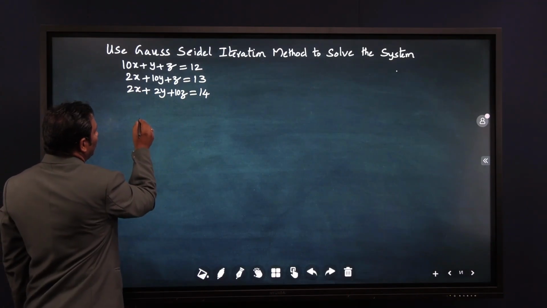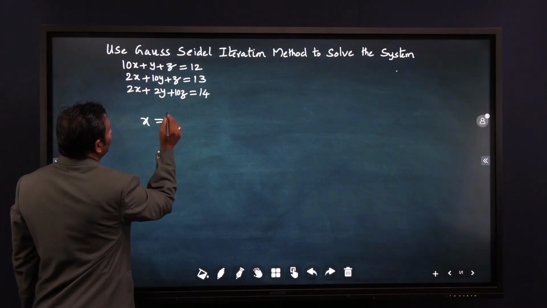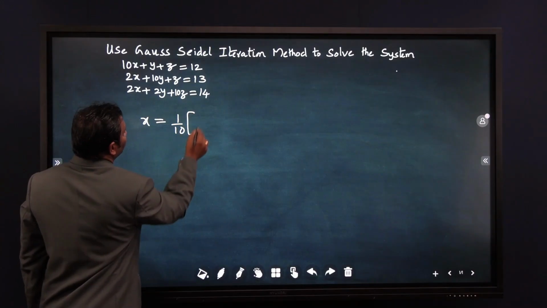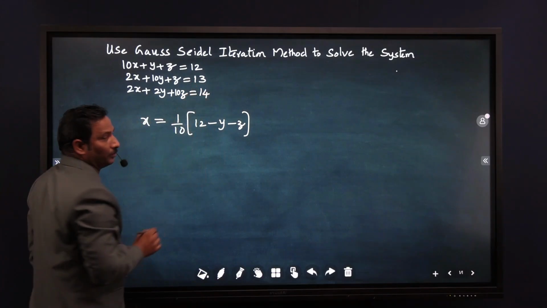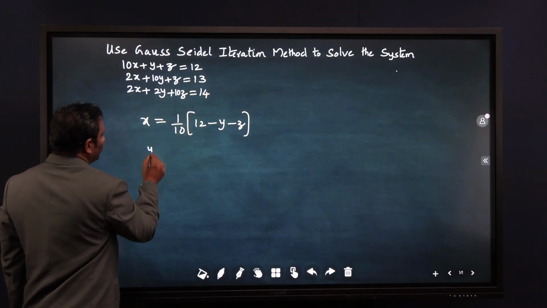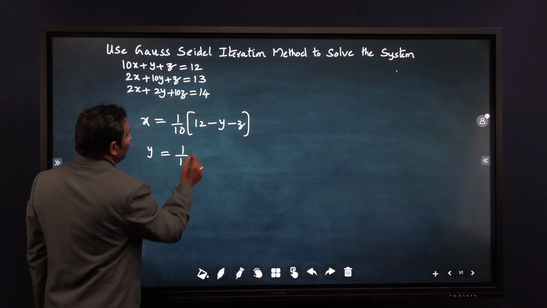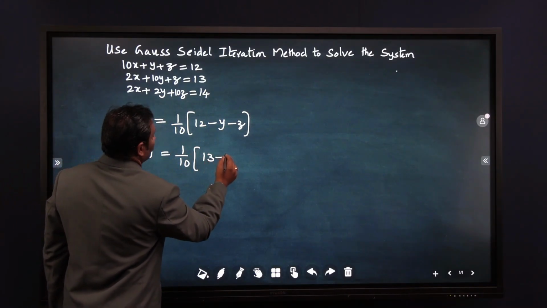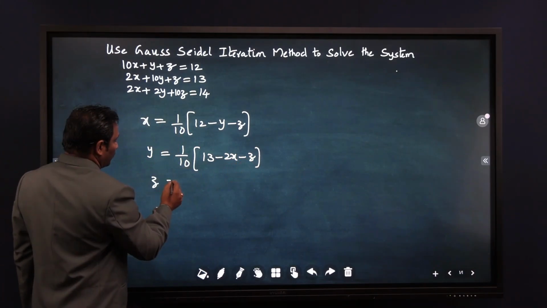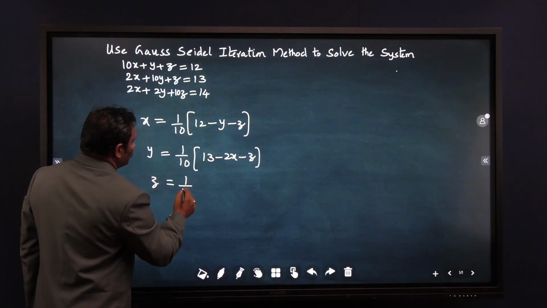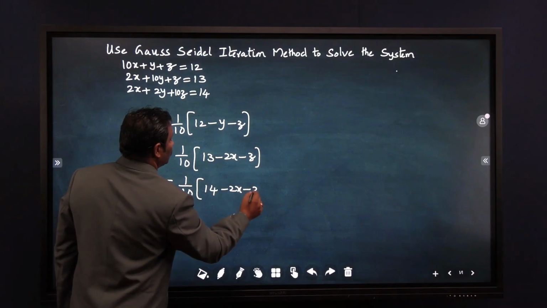Now we write down the variables using the dominant coefficients. x can be written as 1 by 10 times (12 minus y minus z) from the first equation. In the second equation, y is dominant, so y equals 1 by 10 times (13 minus 2x minus z). In the third equation, the z coefficient is dominant, so z equals 1 by 10 times (14 minus 2x minus 2y).